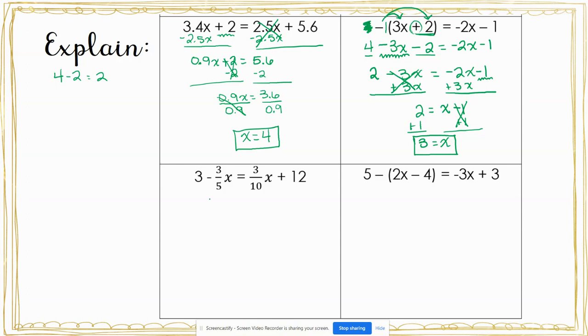Well, I'm going to solve by moving my variables so that they are on the same side because I have variables on both sides of this equation. Well, I see that this is a negative 3/5 x and this is positive 3/10 x. So any negative number is always smaller than any positive number. So I'm going to move this one. Since that's minus 3/5 x, I'm going to add 3/5 x on both sides of this equation.